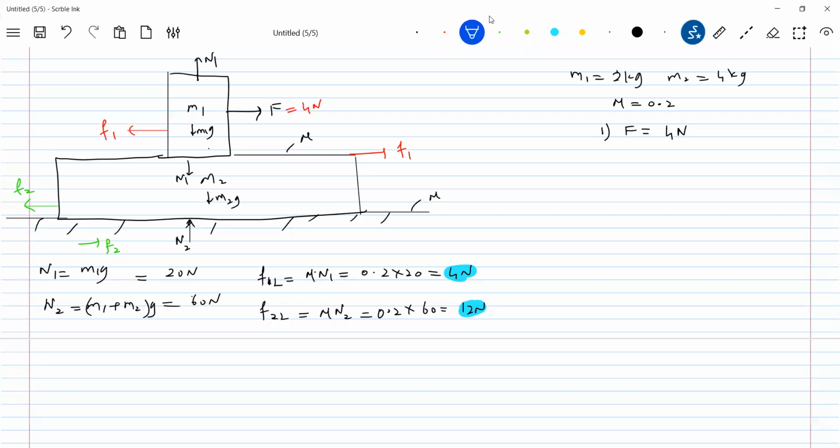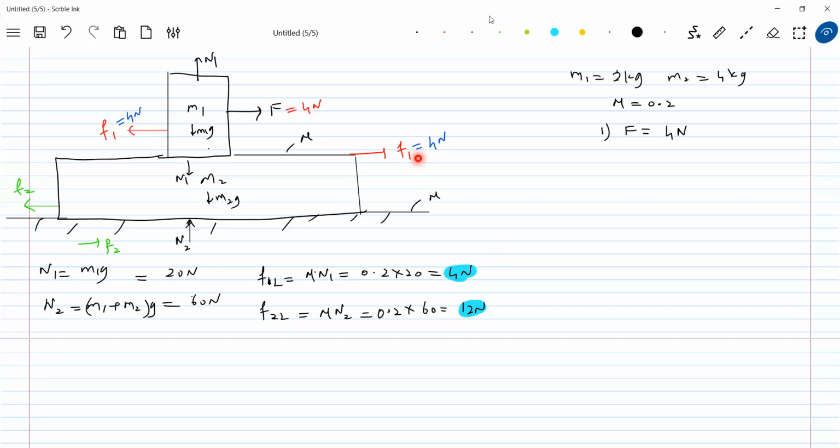Shall I assume 4 Newton? Then how much of frictional force here? 4 Newton. This 4 Newton, can it overcome F2L? Because for the block M2 to shift, what is the force needed? How much needed? 12 Newton, no?